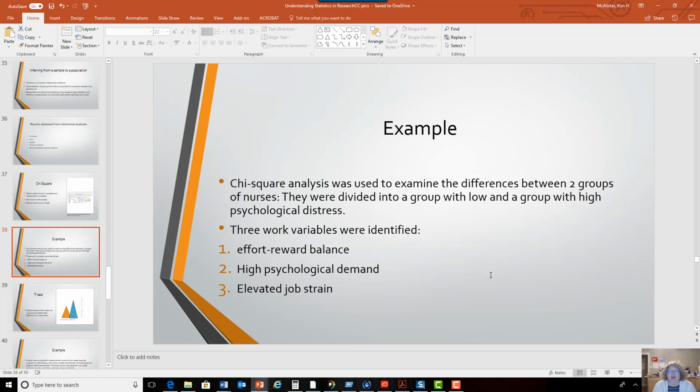An example is we used a chi-square to look at the differences between two groups of nurses. They were divided into a group with a low and a group with a high psychological distress. And we used three work variables: effort-reward balance, high psychological demand, and elevated job strain. And so you can do the chi-square to find the different groups.